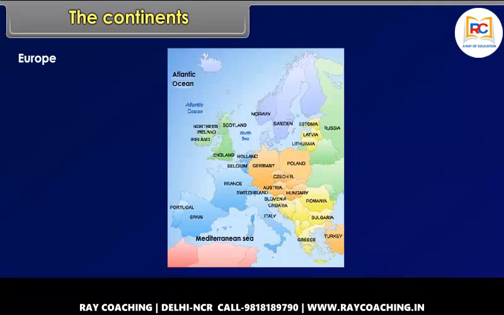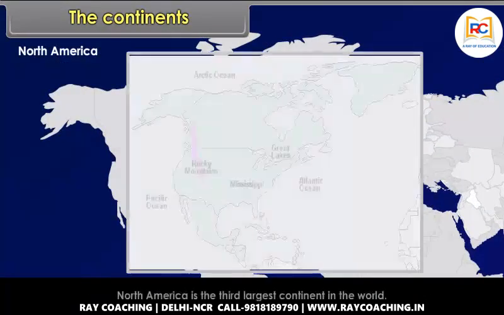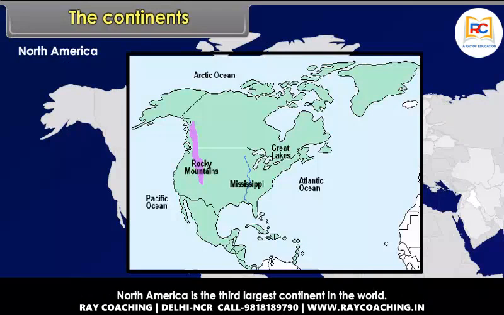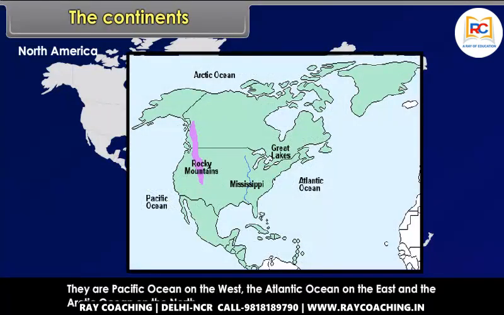Europe. Europe is the second smallest continent. Water bodies bind it on 3 sides. The Atlantic Ocean lies on the western side, the Arctic Ocean on the northern side, and the Mediterranean Sea on the southern side. North America. North America is the 3rd largest continent in the world. It is linked with South America by the Panama Isthmus. It lies completely in the northern and western hemisphere. 3 oceans surround it. They are Pacific Ocean on the west, the Atlantic Ocean on the east, and the Arctic Ocean on the north.